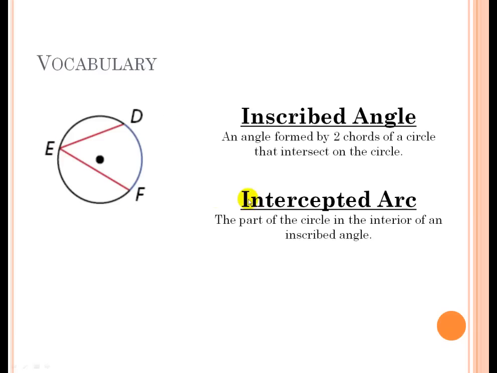And all inscribed angles have what's called an intercepted arc that goes along with them, which is simply the part of the circle that's inside that angle. So if we were to extend the sides of this angle, ED further to make it a ray, and EF further to make it a ray, this arc DF here would be the intercepted arc. It's the part of the circle that's inside that inscribed angle. These extra parts would not be; DF is your intercepted arc for your inscribed angle DEF, or you could just call it angle E.